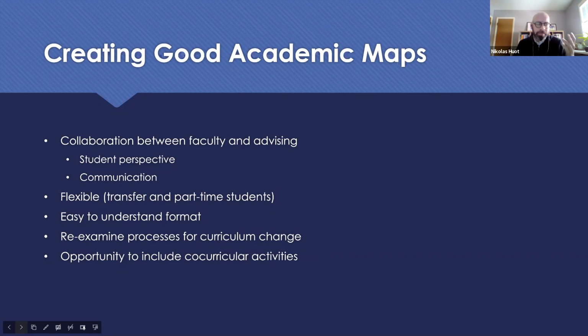Think about also having flexible academic maps. So if a student comes in with AP, IB, dual enrollment credit, or if you have transfers who come in, not having it so rigid that, oh no, this course is only offered at this time, and you're 1 year behind because you're coming in with this particular credit and not the other. So thinking about how it can be flexible, especially for part-time students as well.